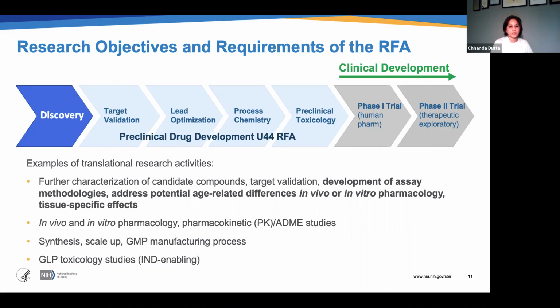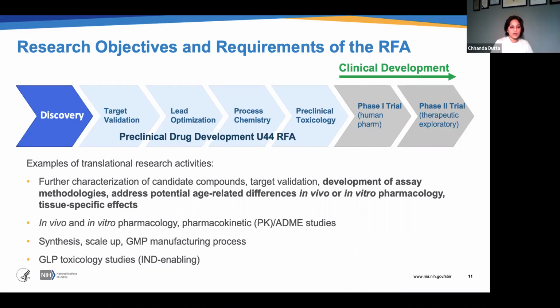So for example, if you need to have target validation studies, lead optimization, the manufacturing and chemistry issues that need to be resolved, and then preclinical toxicology, these are the types of activities that we intend to support through this RFA. And really, regardless of where you start in the process, we'd like for you to get closer to an IND, whether it's IND enabling studies or actual submission of an IND, so that you're best poised to start planning for first in human studies or phase 1 clinical trials.